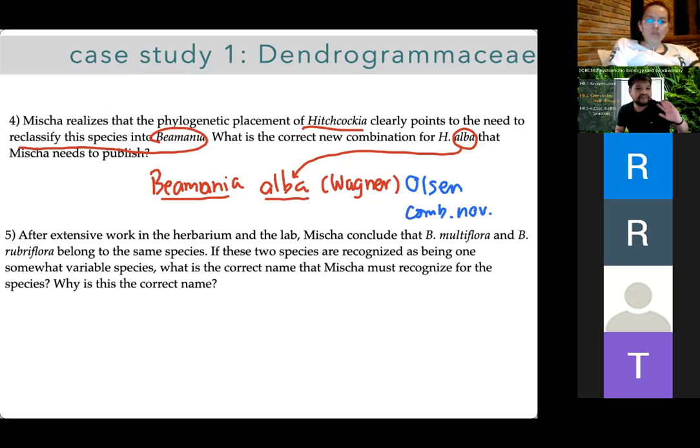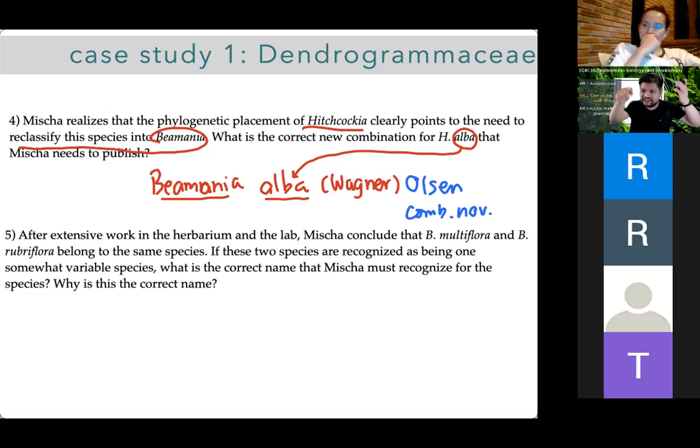So good God, there's no previously named Beemania alba, otherwise I'd have to come up with a new name again. And this happened more than once, like a lot. I found this to be the case a lot. I think I found once a species got moved genus 3 times, and every time it moved, it found a name that already existed.